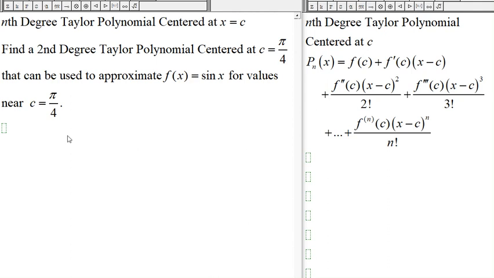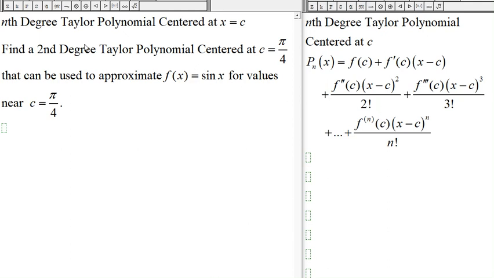In this example, we want to find what's called an nth degree Taylor polynomial centered at c. C in this case is pi over 4. That can be used to approximate the function f of x equal to sine of x. And this is the nth degree polynomial.